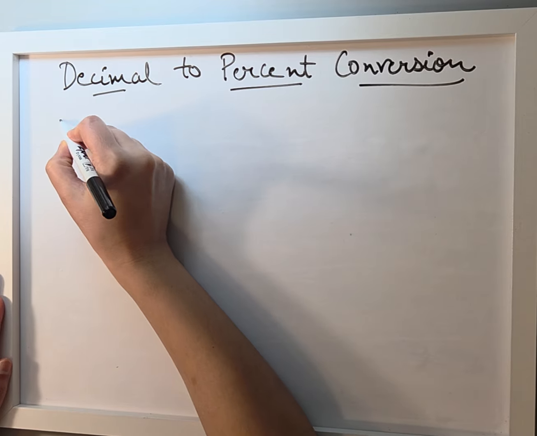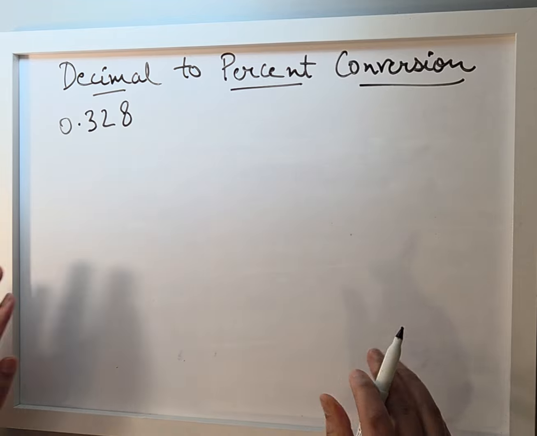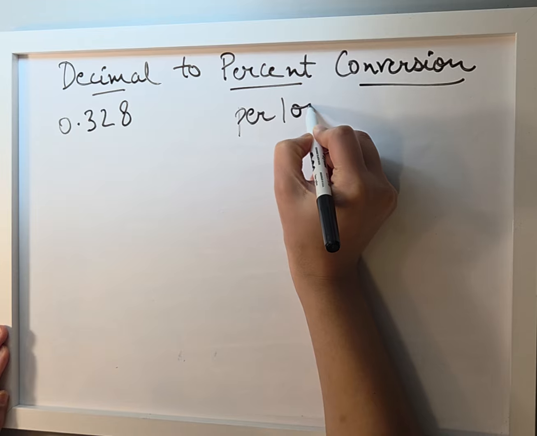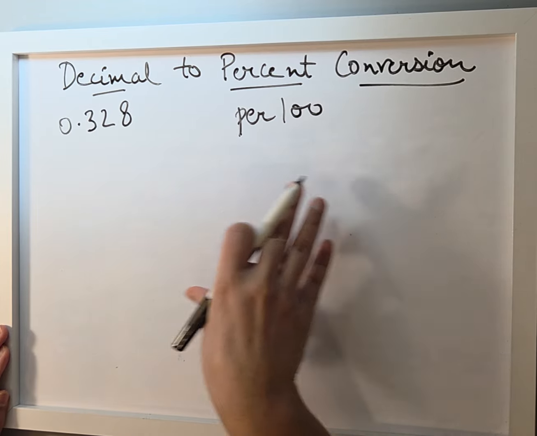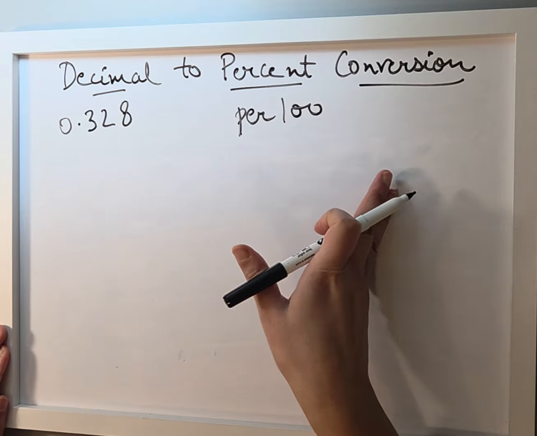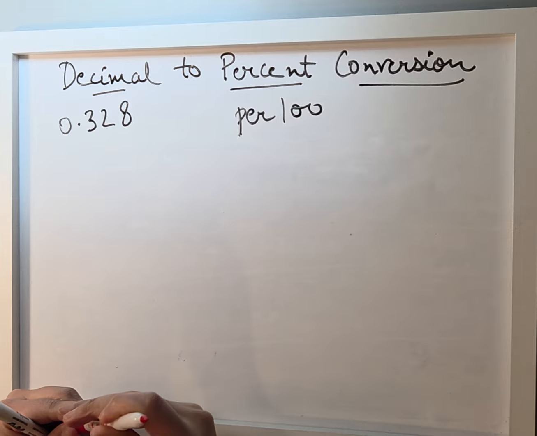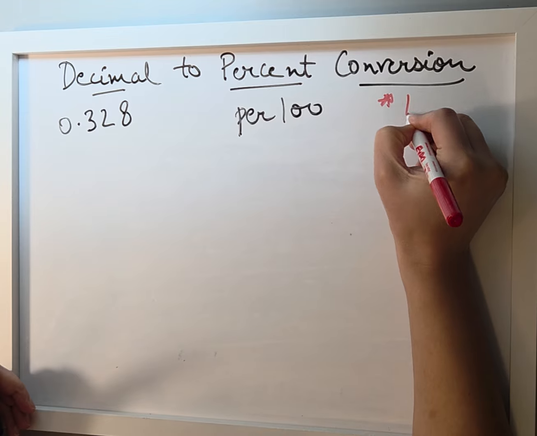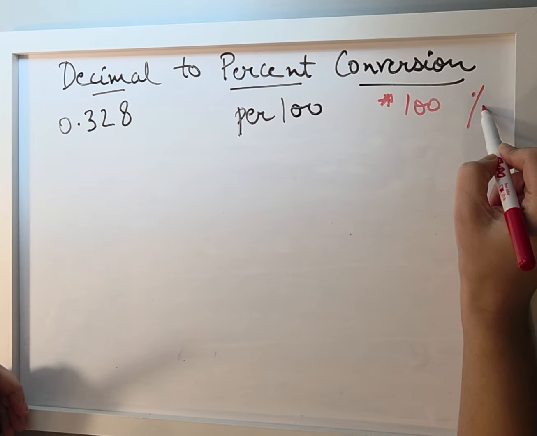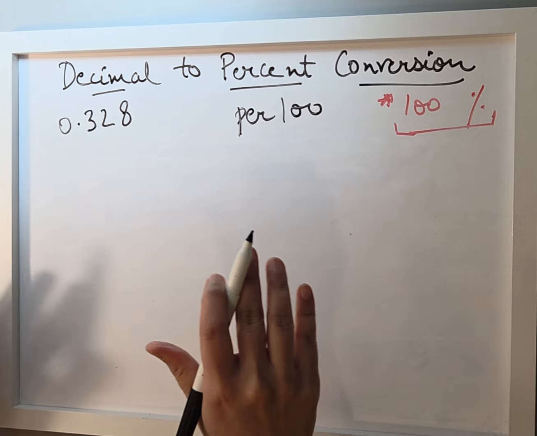So if you have 0.328, for example. Okay. So now percent means per 100. So whenever we have to convert a decimal to a percent, so per 100, what is the rule? We have to multiply it by 100, and then put a percentage sign. Okay, so now let's see how does this work.